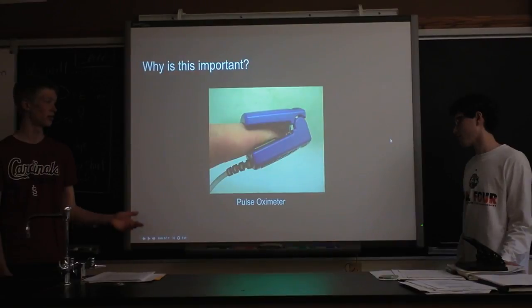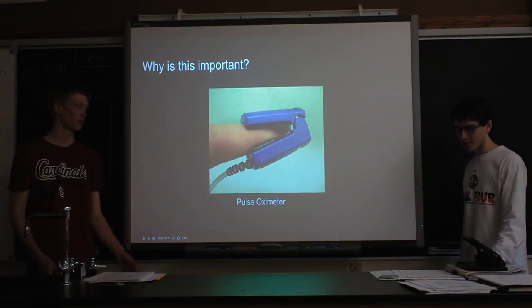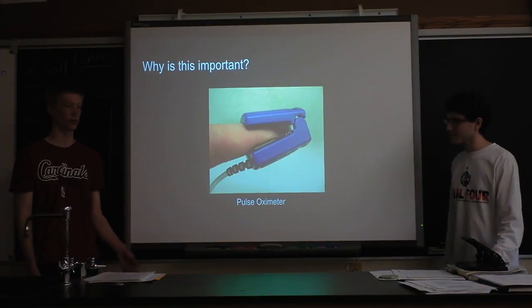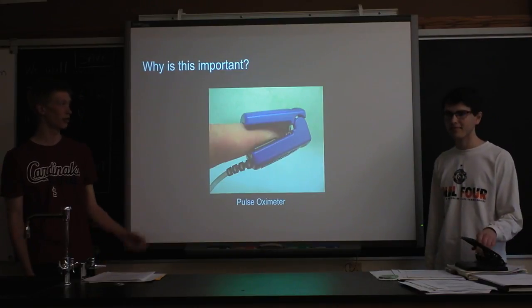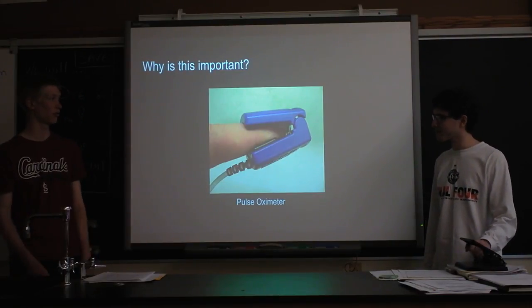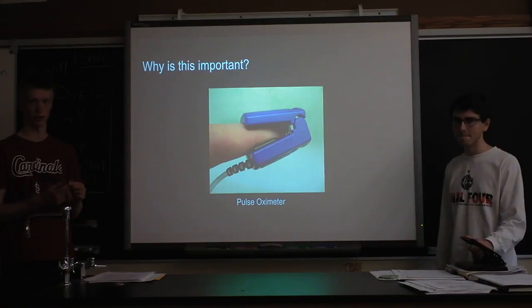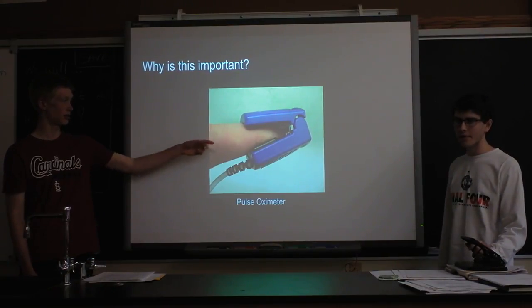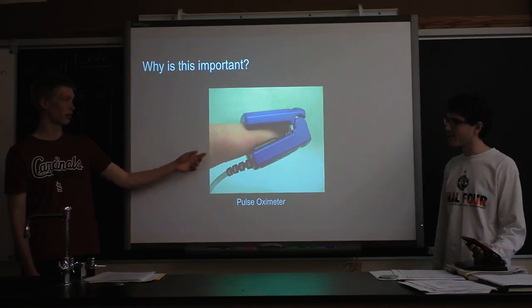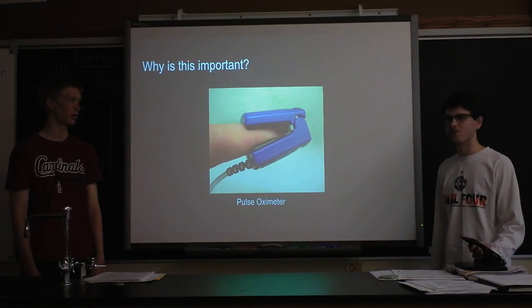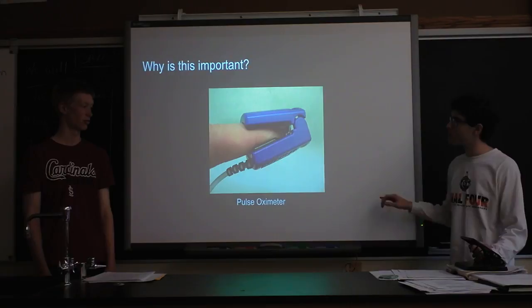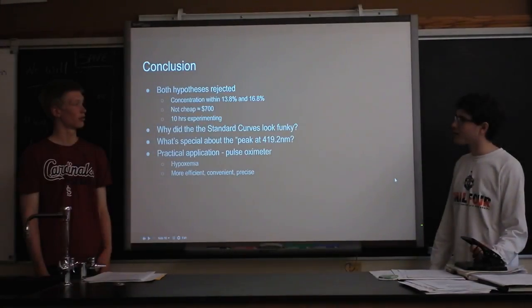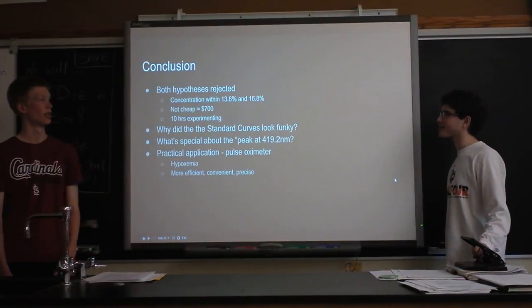So why is this important? Essentially, a pulse oximeter, which is a medical tool, functions on the same principle. It shines a little infrared light through the capillaries in the tip of your finger, and it's able to find the intensity of the light passed to the other side, and from there calculate the oxygen levels in your blood.